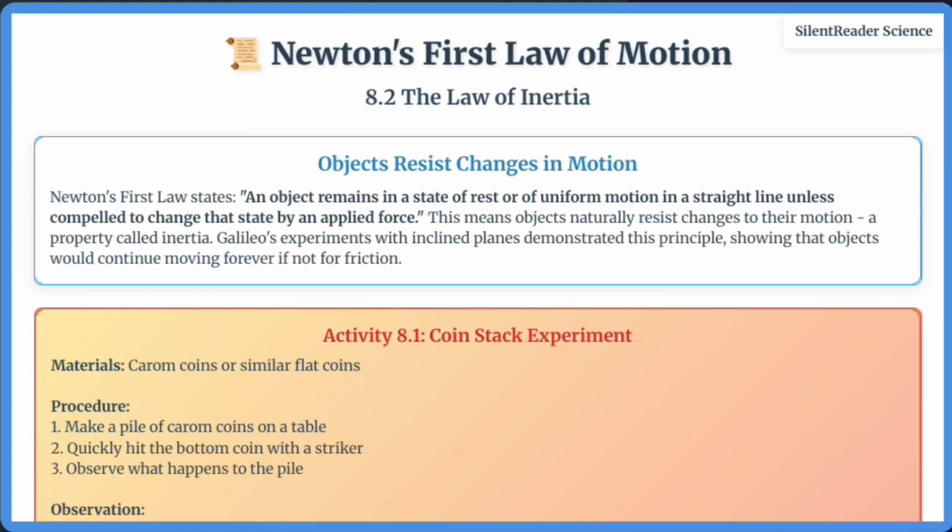Now let's explore Newton's first law of motion, also known as the law of inertia. This law states that objects naturally resist changes to their motion. An object at rest stays at rest, and an object in motion continues moving with constant velocity, unless acted upon by an unbalanced force. The coin stack experiment beautifully demonstrates this. When we quickly remove the bottom coin, the upper coins fall vertically because their inertia makes them tend to remain in place.